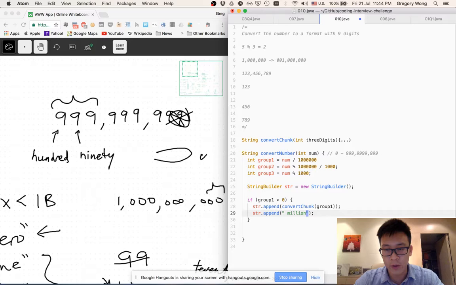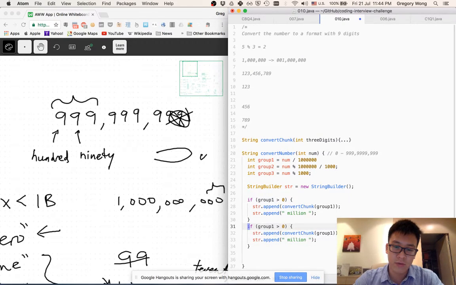So is it okay to have trailing spaces? That's okay. Okay, so yeah, I'm just gonna do this so it's easier. And now I look at group 2. If group 2 is greater than 0, I convert group 2 as a chunk, and I append that to the string builder, and this time it's 1,000.